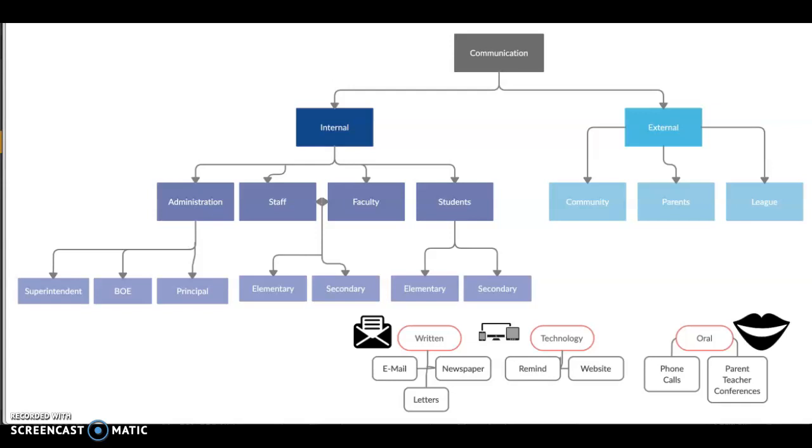In this assignment, we were charged with the task of creating a graphic of sorts that shows that we understand the internal and external publics and the forms of communication that our school district uses with those publics.